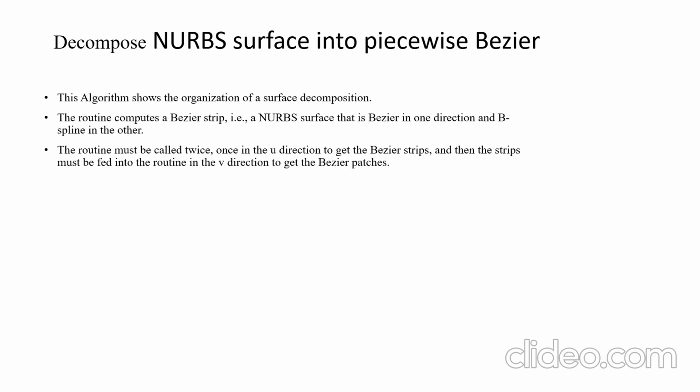So now we are going to discuss how to decompose a NURBS surface into piecewise Bezier. This algorithm shows the organization of surface decomposition. The routine decomposes a Bezier strip, i.e. a NURBS surface that is Bezier in one direction and B-spline in the other direction. The routine must be called twice, once in the U direction to get the Bezier strips, and the strips must be fed into the routine in the V direction to get the Bezier patches.